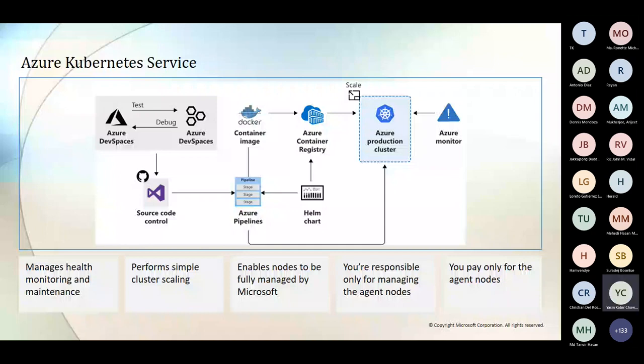You are responsible only for managing the agent nodes. Agent node means the node in the system. You pay only for the agent nodes. The other nodes, which Microsoft maintains, you don't need to pay for. You just pay only for those VM nodes. Pools. Here are some terms in the architecture or terminology of Kubernetes. This is a pool. What is a pool?